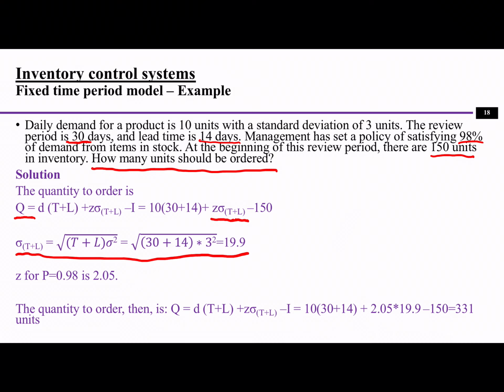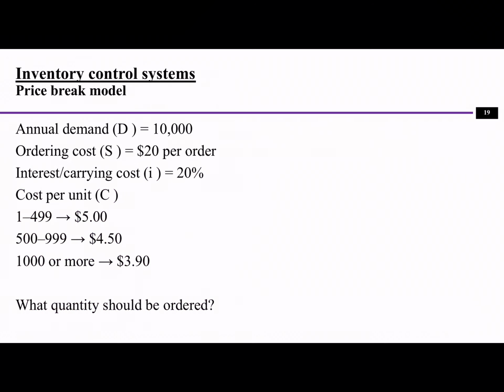Because we already know the daily standard deviation is 3 units. Given how many days T plus L, we can easily find the standard deviation. This is how we find out that value, and the Q finally equals 331. So this is how to solve fixed time period model questions or problems.